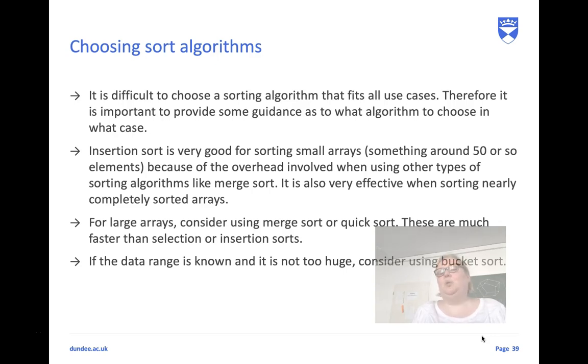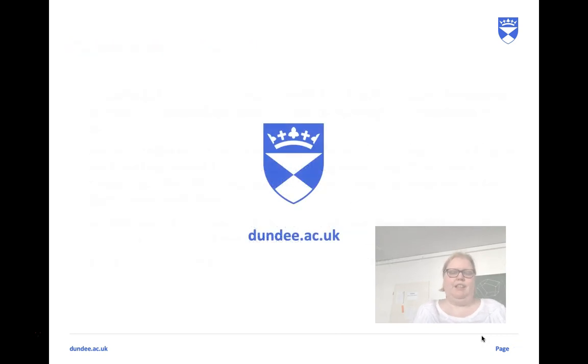If the data range is known and is not too huge, remember that's our big O(n + m), where m is the size of the data range, you could consider using a bucket sort, and that can be quite good in that scenario. Okay, so that's kind of the rules of thumb, or the heuristics, as to when you should use different algorithms.